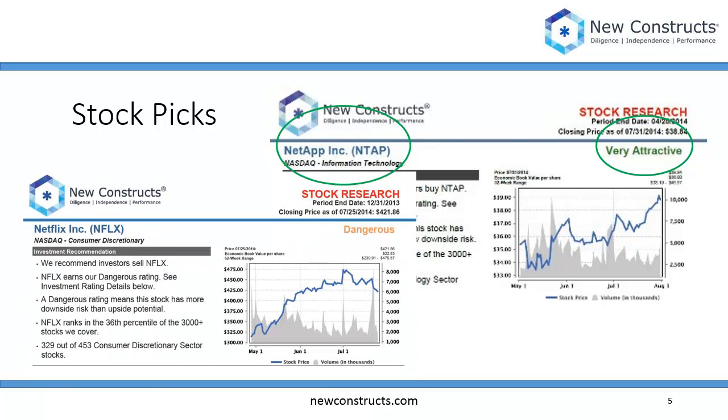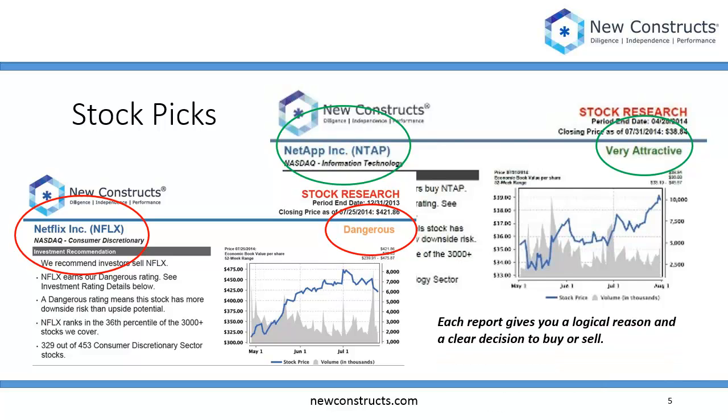We also have stocks on the other spectrum. This is going back to July. We had Netflix with a dangerous rating. Okay, so what is this actually giving you? Each report, each stock pick is giving you a logical reason and a clear decision to buy or sell.